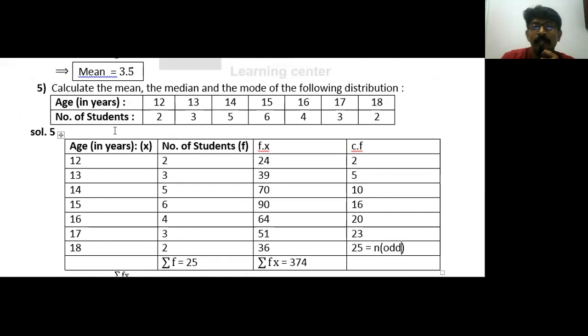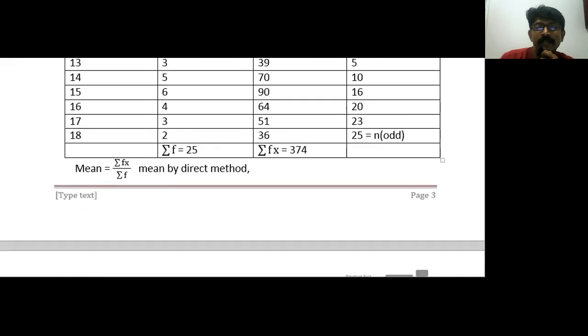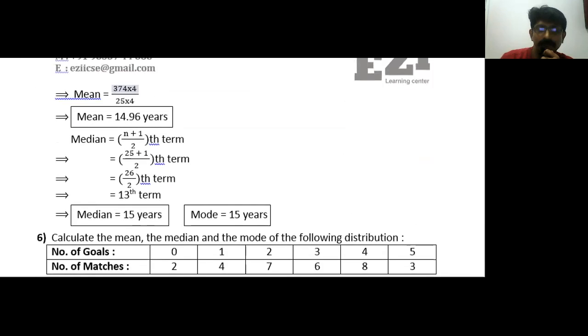Students, look at this. From this frequency row, check it out. Which frequency is the highest? Yes, shout. Which frequency is the highest? 6 is the highest. Now corresponding x, corresponding to the highest frequency is 15. So the mode is also 15. I hope you understood that, how to calculate the median and mode of the ungrouped data.